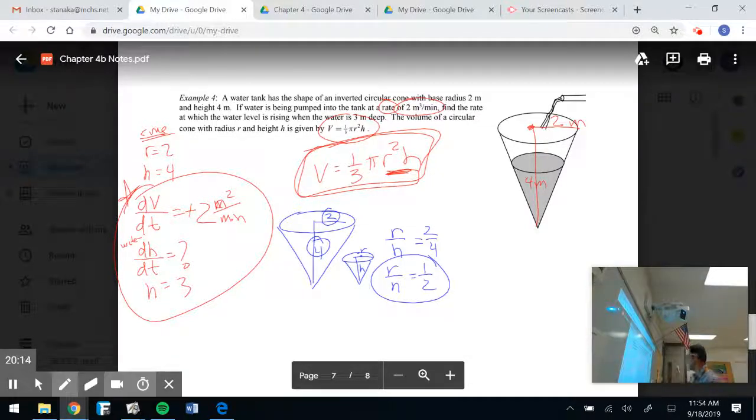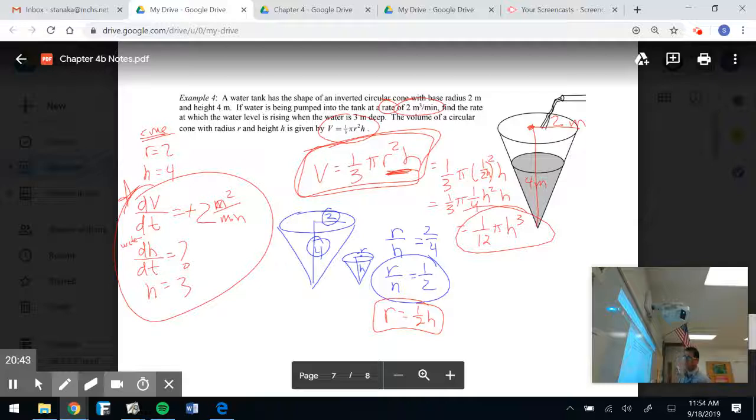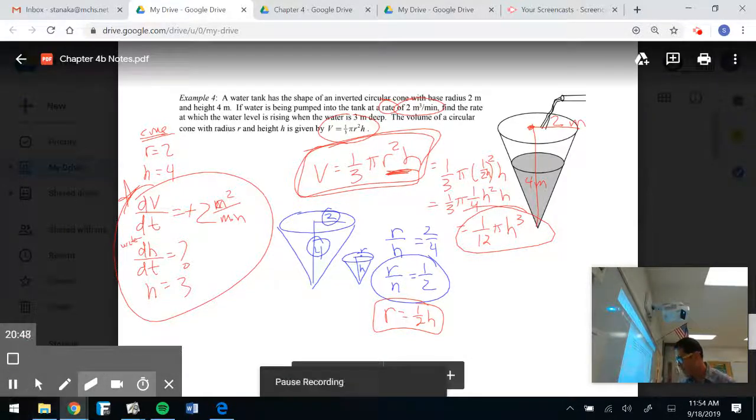Well, if I want that to all be h's, let's solve this for r, which means I get r equals 1/2 h. Okay, and then I'm going to come back up here, and in my equation, I'm going to substitute in that 1/2 h for r, square it, and if I do that simplification, that would be 1/3 pi, 1/4 h squared, and another h, which gives me 1/12 pi h to the third. Now that's going to be so much easier to deal with, and guess what? I'm going to have to erase a lot of this stuff, you guys, so I hope I don't lose you.